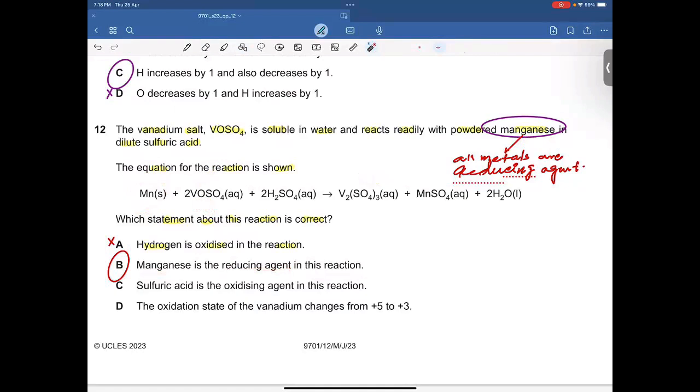So B is the right answer because a reducing agent causes another substance to be reduced and oxidizes itself, which means manganese changes its oxidation state from 0 to 2+. So manganese itself is oxidizing but reduces vanadium. So B is going to be the right answer.